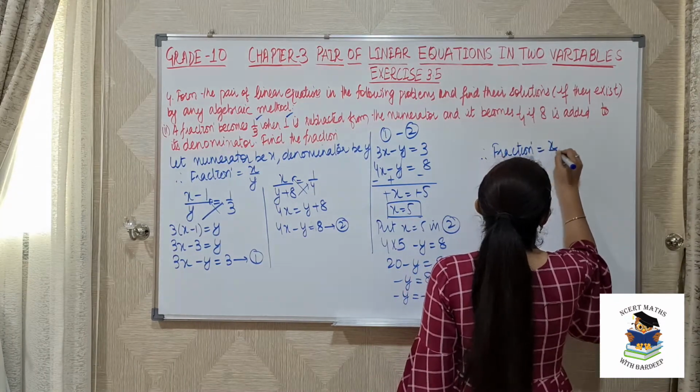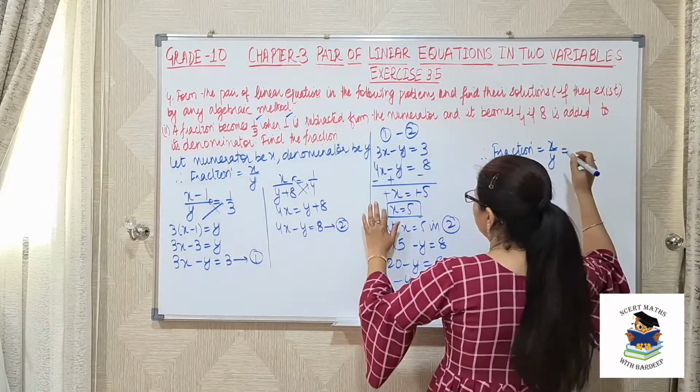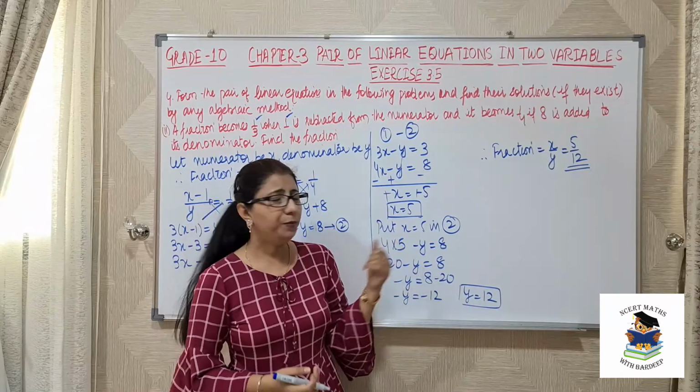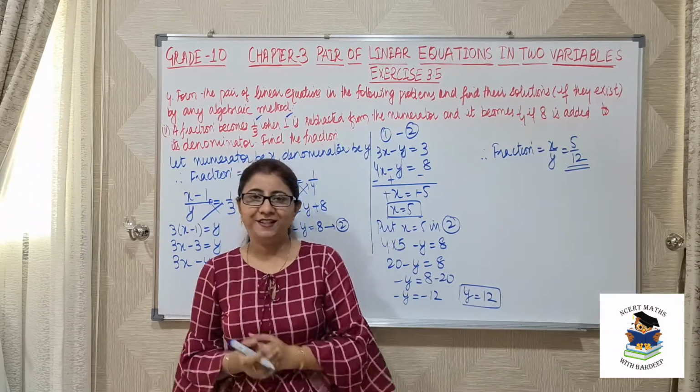This is equal to x by y. x is 5 and y is 12. So I hope this part is clear to you. Now let's see the next part.